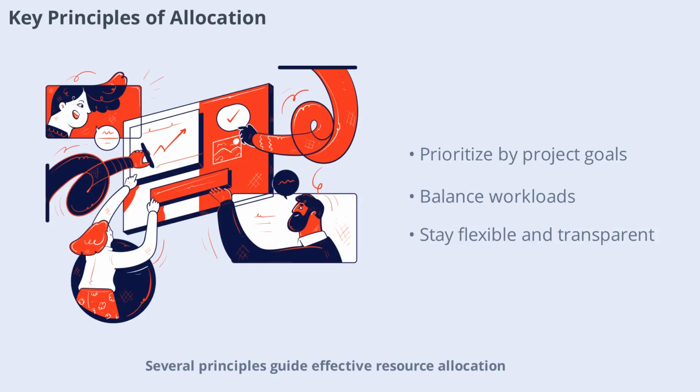Several principles guide effective resource allocation. These include prioritizing tasks based on project goals, balancing workloads to prevent burnout, and maintaining flexibility to adapt to changes. It's also important to ensure transparency so everyone understands how and why resources are assigned. By following these principles, you create a fair and efficient allocation process that supports project success.